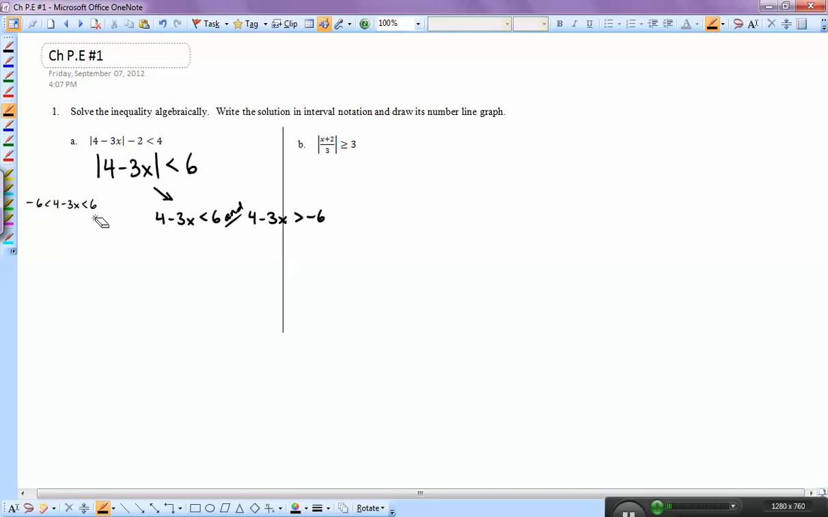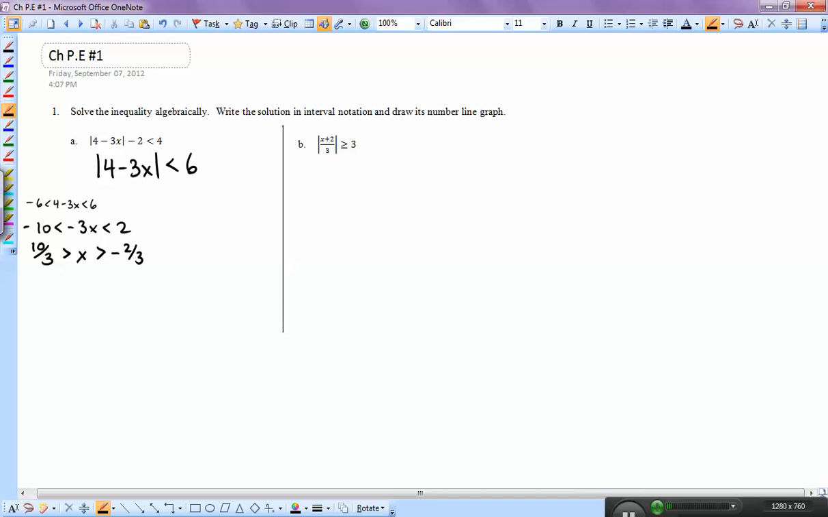Okay, so either way we're going to get the same answer. So let's work out this compound one over on the left. I'm going to subtract 4 from all of them. So negative 10 less than negative 3x less than 2. And then I'm going to divide everything by negative 3. So I'm going to get x. And when I divide by negative 3, since it's a negative number, I got to flip all my signs. And so this becomes positive 10/3 on the left, negative 2/3 on the right. And so I'm going to get rid of this here.